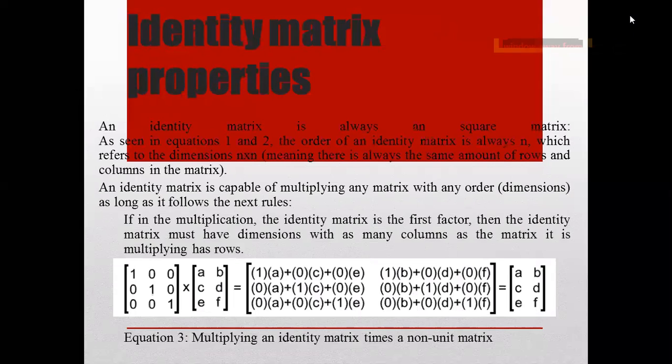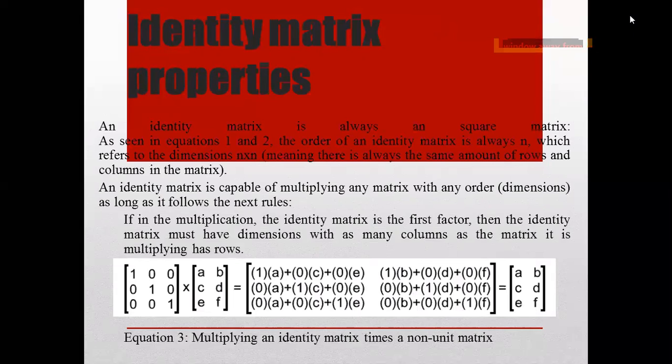Then what are the properties of the identity matrix? So you must know the properties of the identity matrix. An identity matrix is always a square matrix. So this is the first property. It should be a square matrix, and the order of an identity matrix is always n.